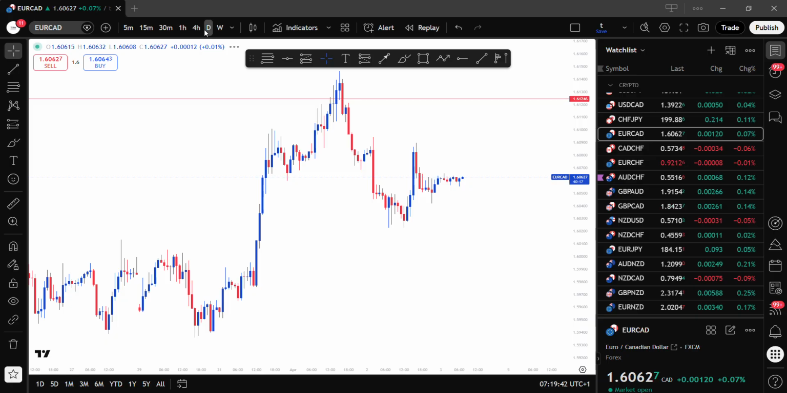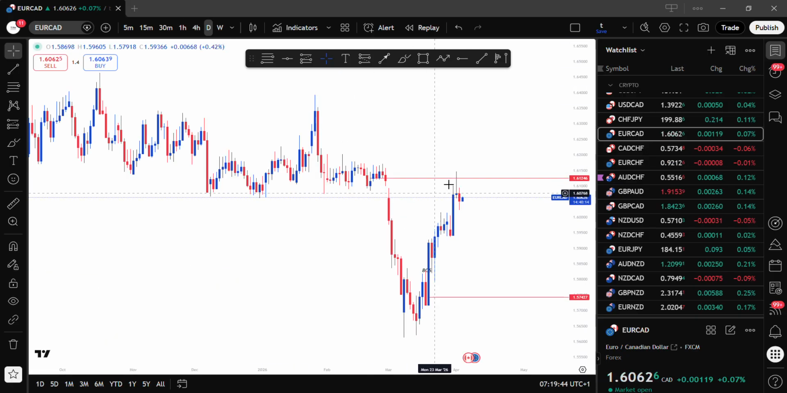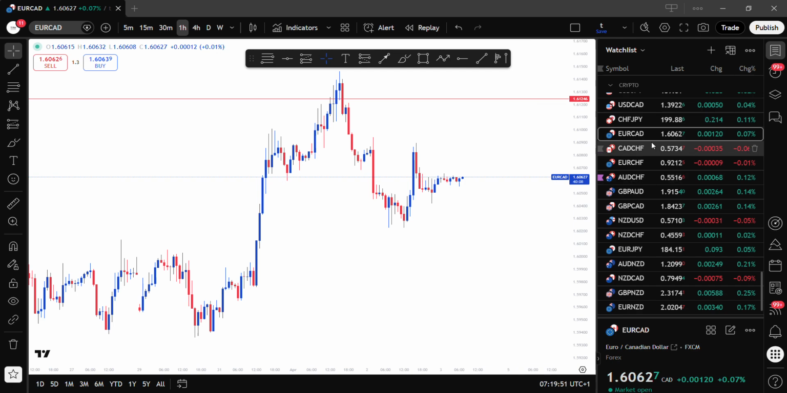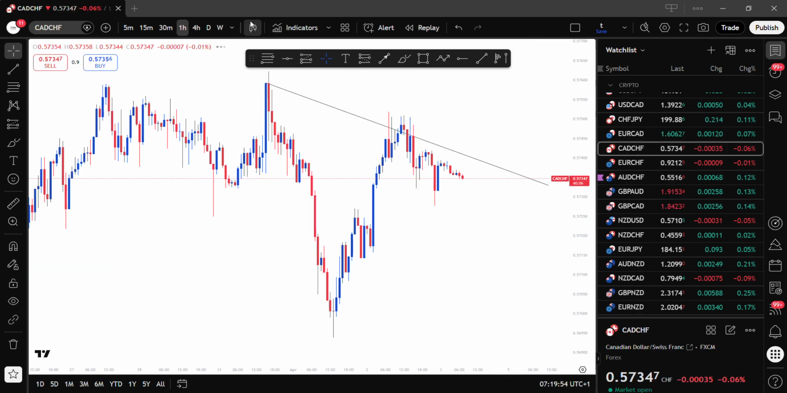On Euro CAD, if you check the daily time frame, you can see market tested this point already. So if you see on the 4 hours, it's already trying to reverse. If you check the 1 hour, more reversal happening, but there's no entry.